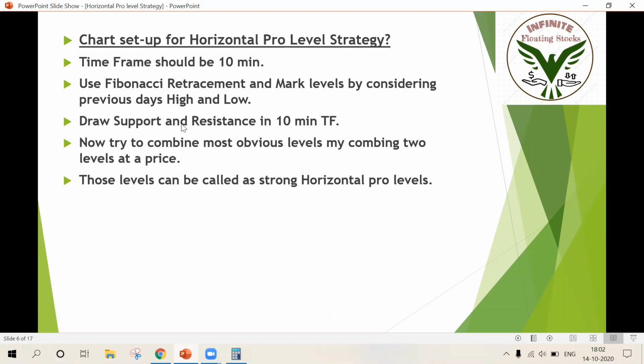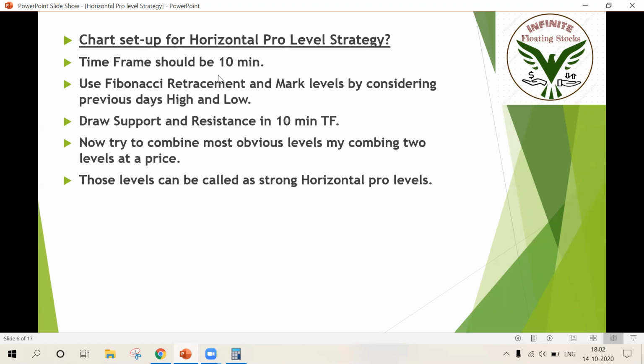Okay, and draw support and resistances in 10-minute time frame. Now try to combine most obvious levels by combining two levels at a price. That's what I did. I have drawn double lines by combining support and resistance and Fibonacci level. So those levels can be called strong horizontal pro levels.